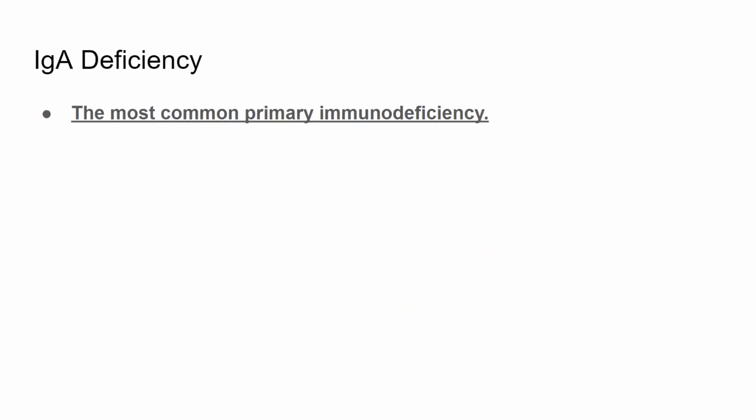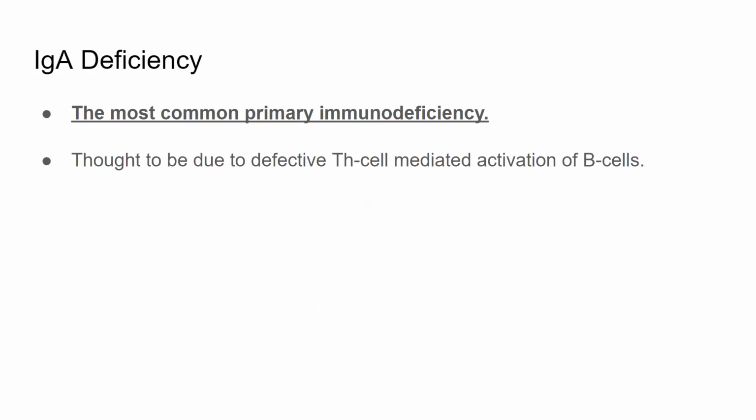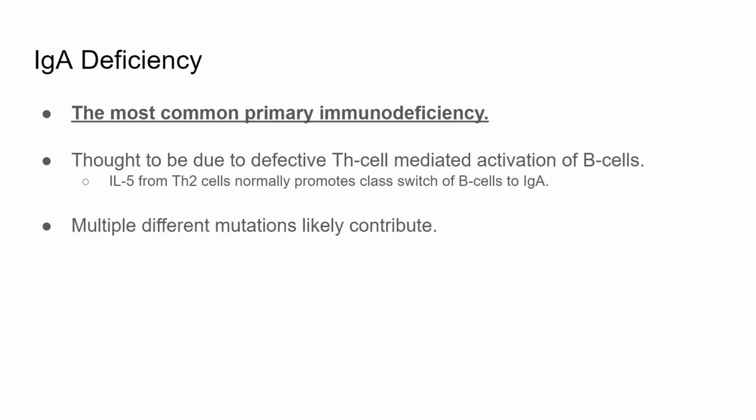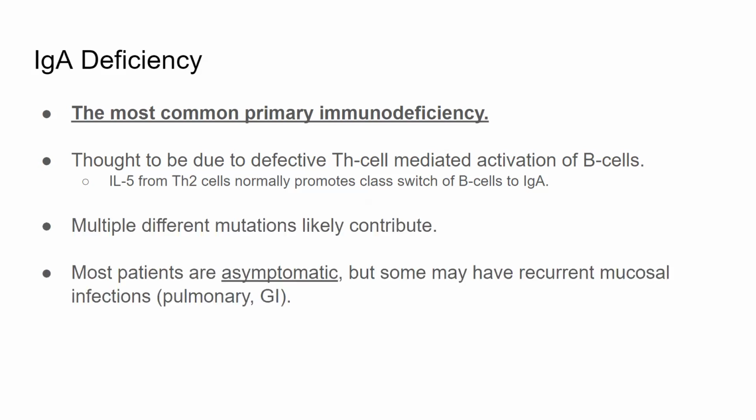So IgA deficiency first. Okay, this one is the most common primary immunodeficiency. Just tuck that away somewhere. It's the most common primary immunodeficiency, IgA. It's really common, relatively. It's thought to be due to defective class switch of B cells to IgE or IgA. And remember, IL-5 is the cytokine that does that from Th2 cells. So that's kind of the thought, but people aren't really sure exactly how it happens. Lots of different mutations are probably contributing.